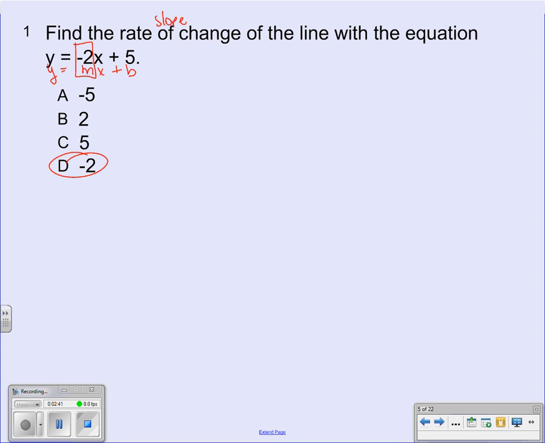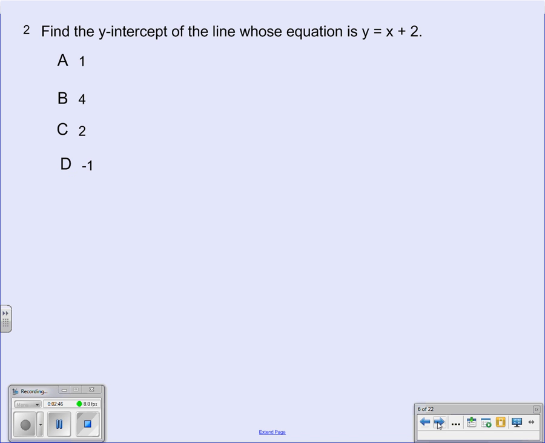Number 2, find the y-intercept on the line whose equation is y equals x plus 2. So to find the y-intercept, again, we're going to write y equals mx plus b. Our y-intercept is our b, or where it begins, and so C, or 2, is our correct answer.